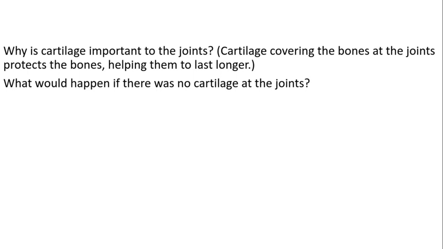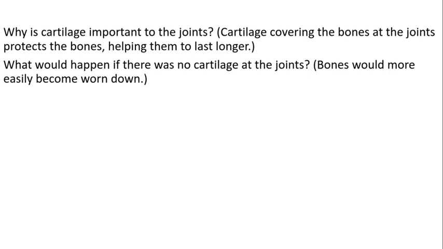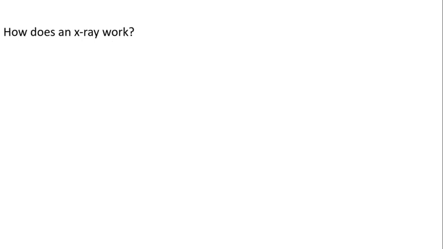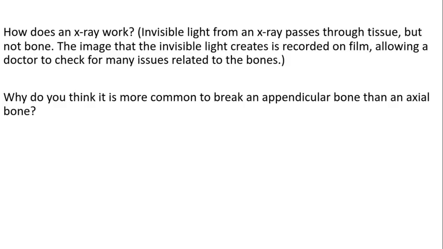What would happen if there was no cartilage at the joints? Bones would more easily become worn out. They'd rub together and they'd wear each other out. It's like a cushion. Do you remember, how does an x-ray work? Well, invisible light from an x-ray passes through tissue, but not bone. The image that the invisible light creates is recorded on film, allowing a doctor to check for many issues related to the bones. So it lets them see the bones so they can see if it's broken or what's going on.